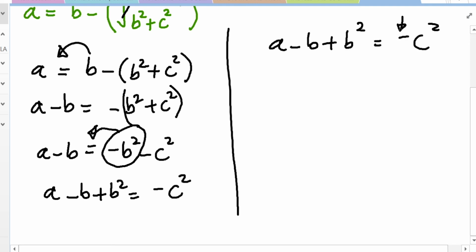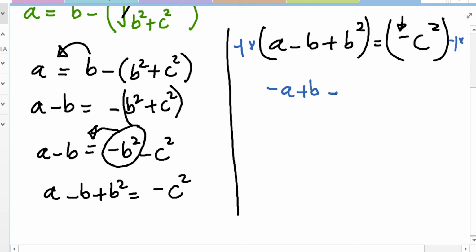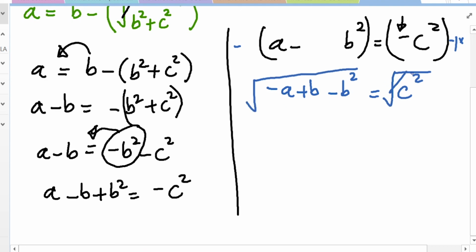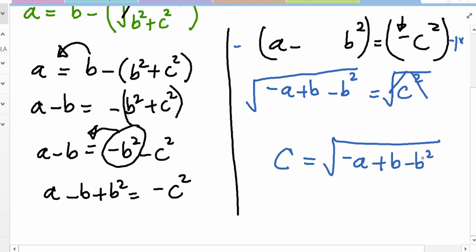To remove this negative from here, let's multiply both sides by negative 1. So times negative 1 here, times negative 1. So this becomes negative a plus b minus b squared is equal to c squared. So when I find the square root on both sides, I shall end up with c giving me the square root of negative a plus b minus b squared. I have made c the subject of the formula in the process.